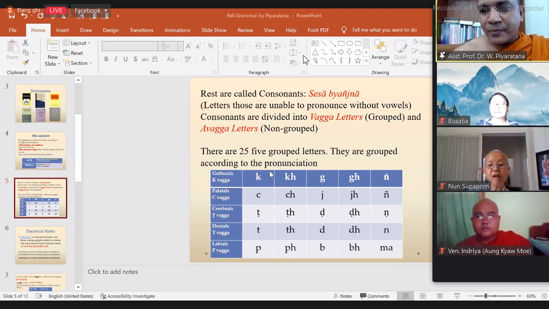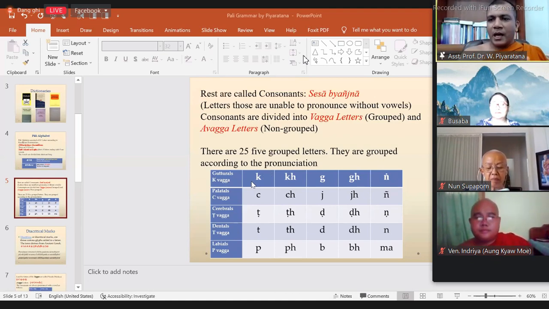Here the first group of the letters we call ka vagga. How do you pronounce these five letters? You have to pronounce ka, kha, ga, gha, nga. So these five letters we call ka vagga.